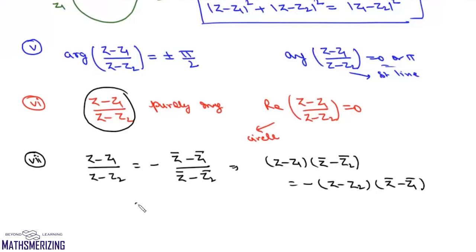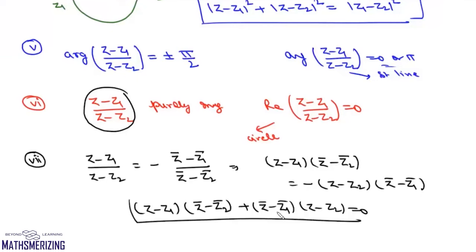Now we take everything on the left hand side, we can write (z minus z1) into (z bar minus z2 bar) plus (z bar minus z1 bar) into (z minus z2) equals 0. So this equation again will represent equation of a circle whose end points of diameter are z1 and z2. Now this eighth equation is not equation of a complete circle, but basically equation of a portion of a circle.